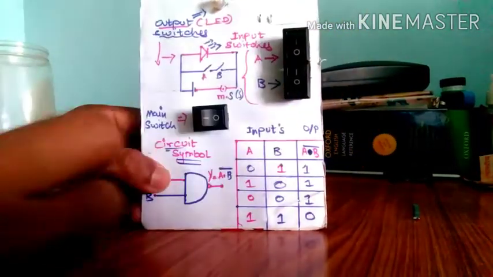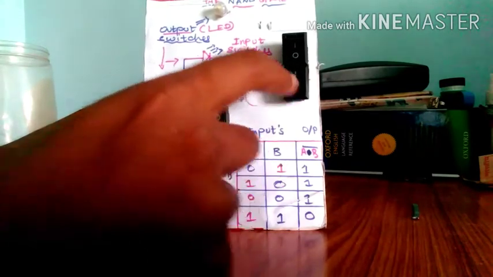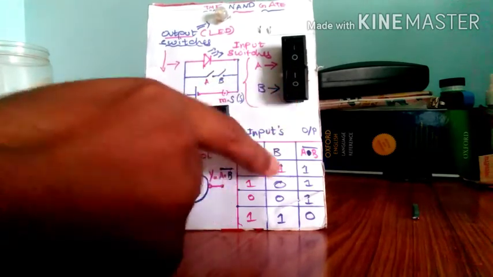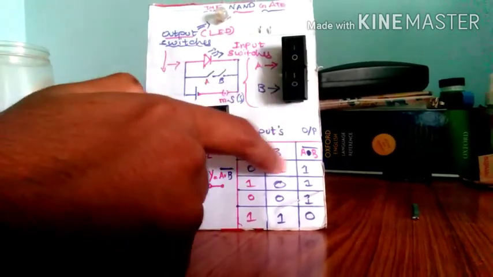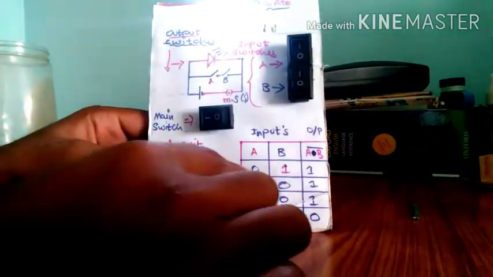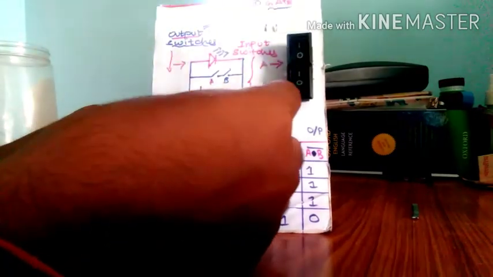This is at 0. And for the B part, the B logic input is 1. So let this be on. This is already on, showing that B's logic input is 1. So what is the output? Let's test by turning on the main switch. 0 1, the output is 1 as the LED is on or brightened up.